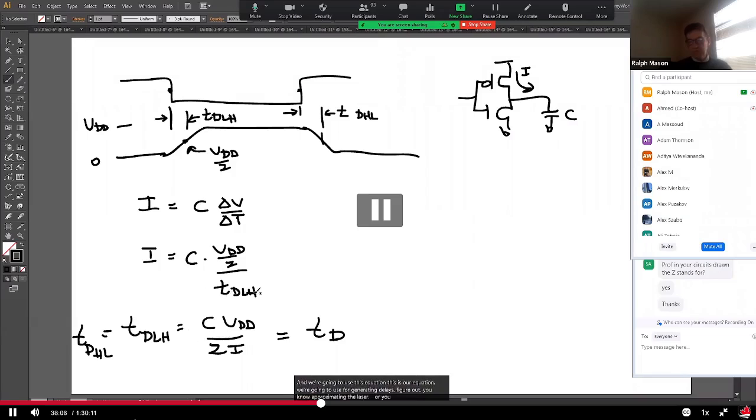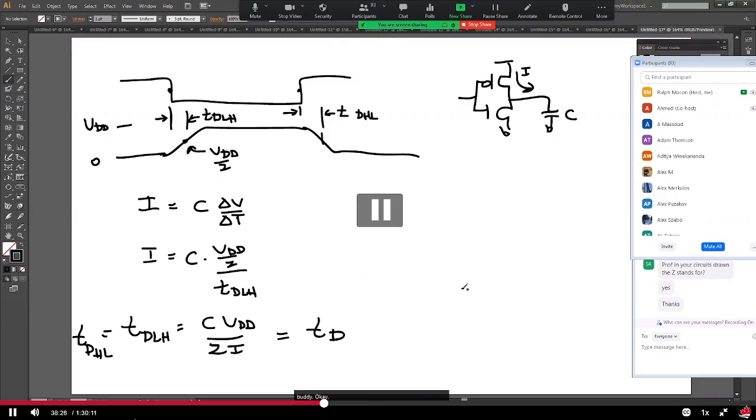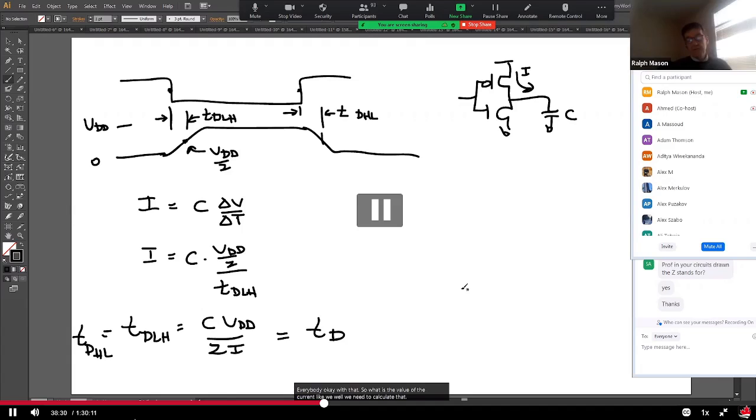You can always use your simulator like you've been doing in lab 1 to figure these out exactly, but when we want to do simplified calculations, this is an expression we can use for the delay of a circuit, because we're interested in the delays and we're interested in the power. Everybody okay with that? So what is the value of the current? Well, we need to calculate that. We learned our equations for circuits. When we know the size of the transistors and everything, we can figure out the current and the voltages. We already learned that, right?